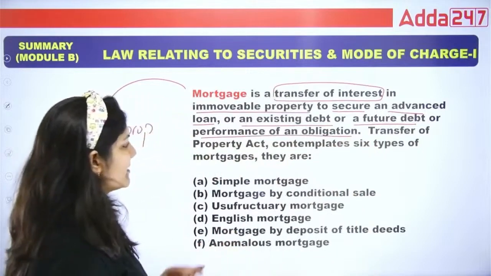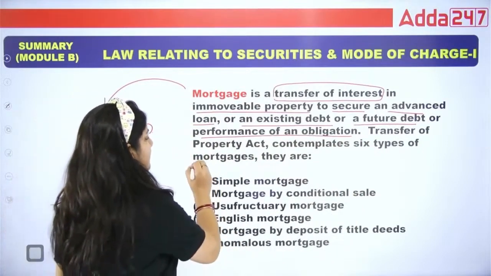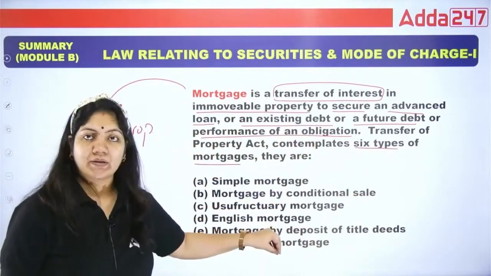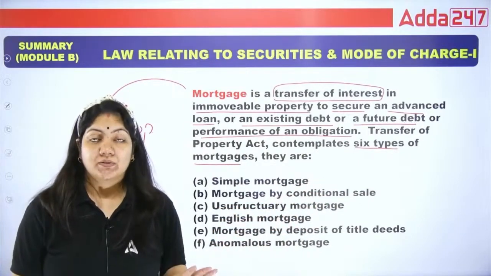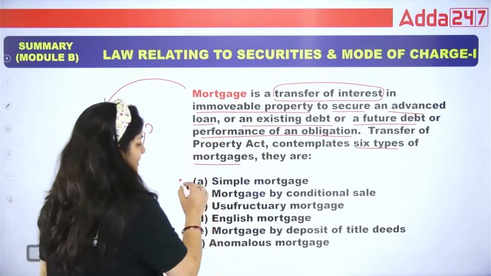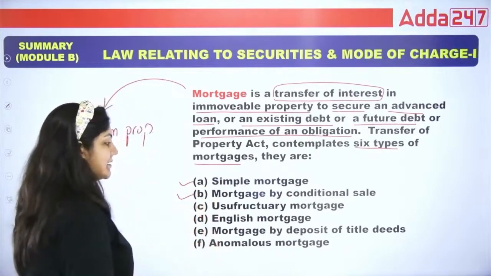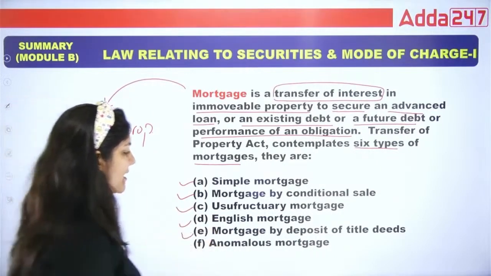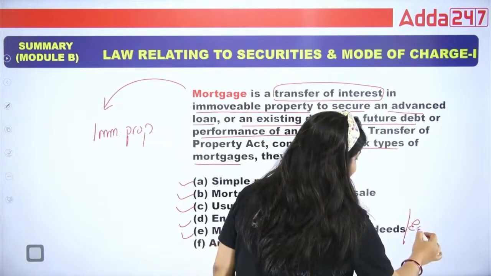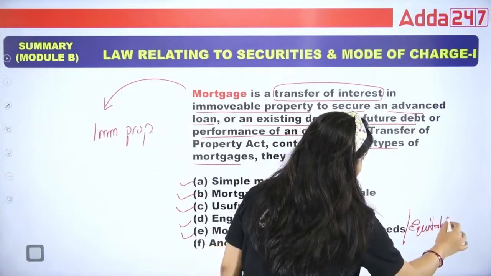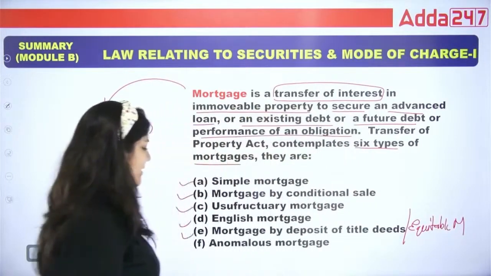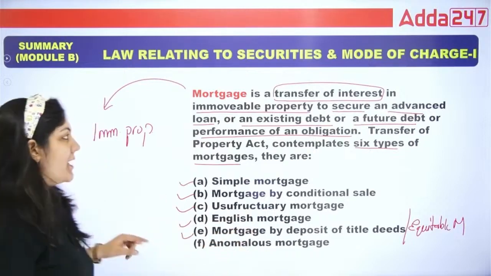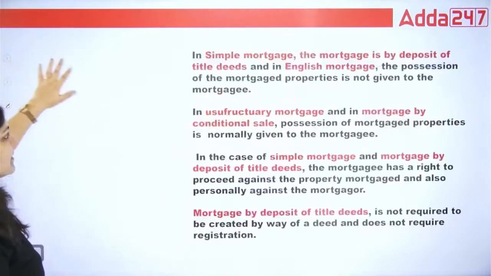The Transfer of Property Act contemplates 6 types of mortgage. So guys, there are 6 types of mortgage, and in the summary session, one by one, the line is given here in the summary also. So first of all, you have to remember that is simple mortgage, mortgage by conditional sale, usufructuary mortgage, English mortgage, mortgage by deposit of title deed. This title deed mortgage is also known as, guys, equitable mortgage, and the last one is anomalous mortgage. So there are 6 types of mortgage in your TP Act. So now let's understand each type of mortgage in this part.